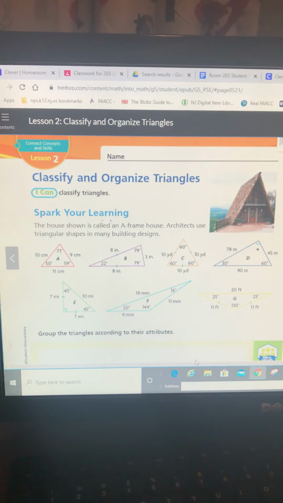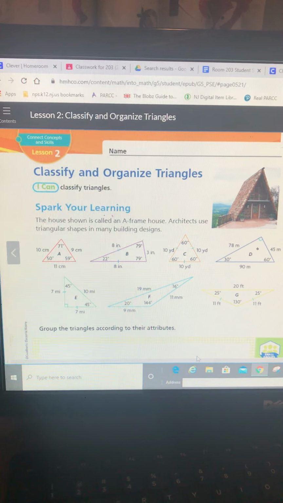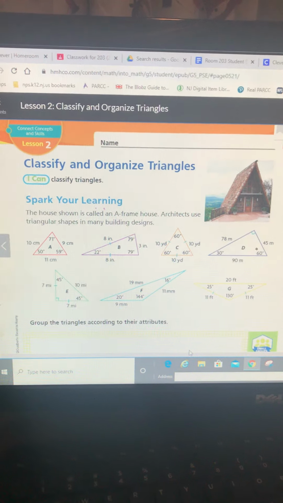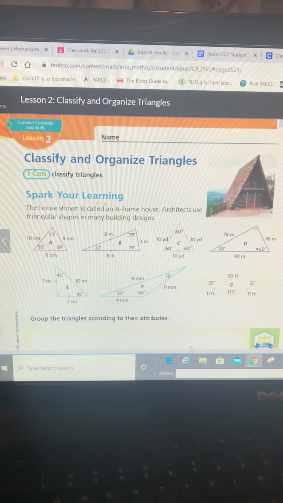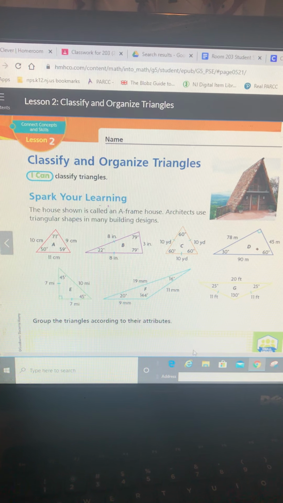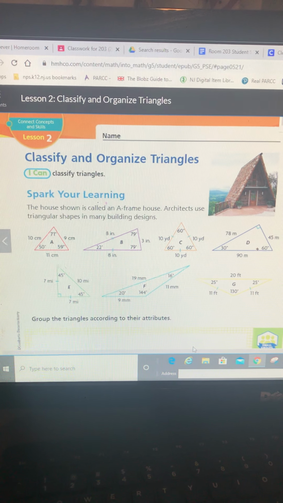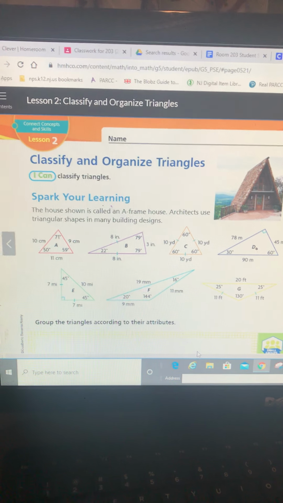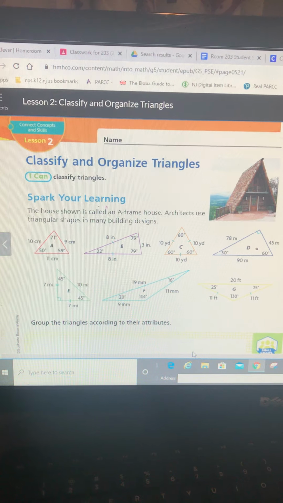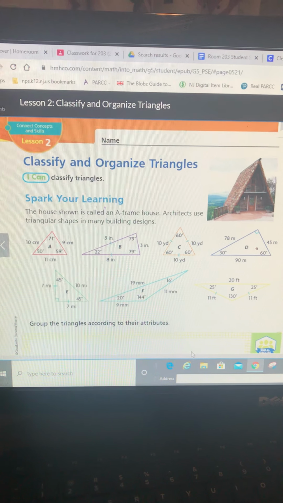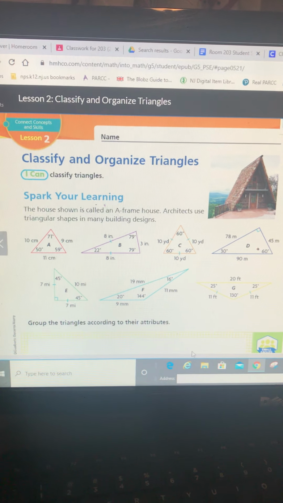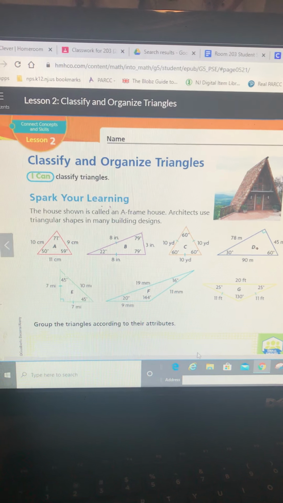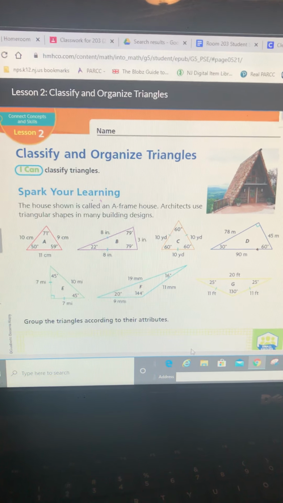Remember that. So today we're on Module 20, Lesson 2. Still talking about shapes. We call them polygons now. It's classify and organizing. This time we're just going to focus on triangles though. So one polygon, which is the triangle, which has 3 sides. So we can classify triangles. How can we classify triangles? That's exactly what the lesson's about.